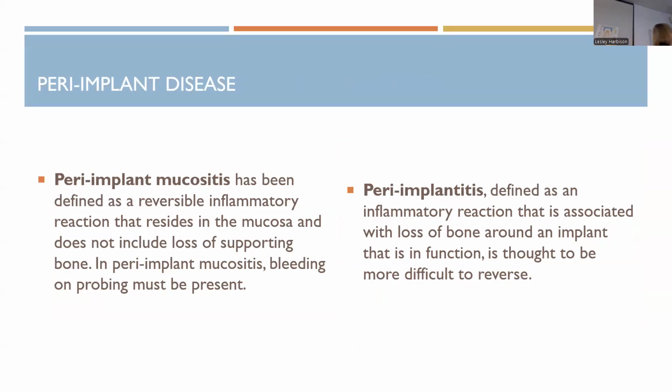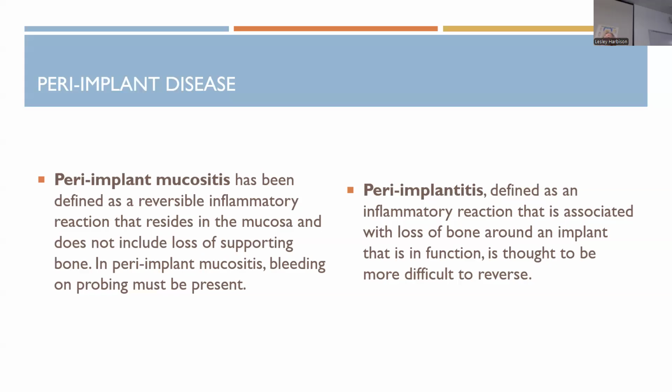Two different things that we're thinking of. We're thinking of peri-implant mucositis. So around the implant, there's inflammation in the mucosa. That is defined as a reversible inflammatory reaction that resides in the mucosa and does not include loss of supporting bone. In peri-implant mucositis, bleeding upon probing would be present. So think about that as like gingivitis. We take it kind of seriously because we're like, oh, you don't want inflammation around this $10,000 tooth that's in your mouth.